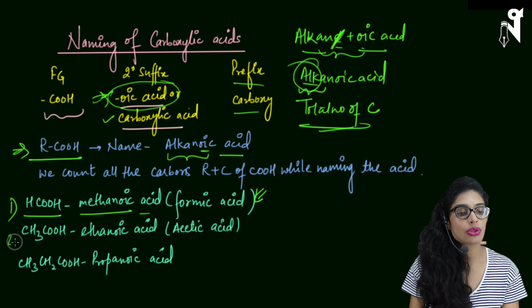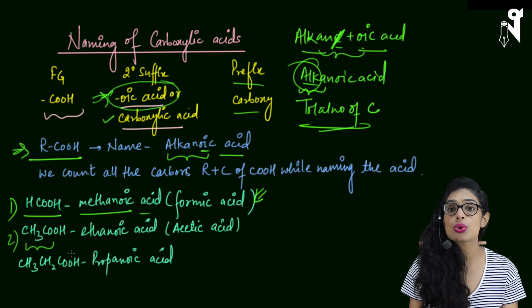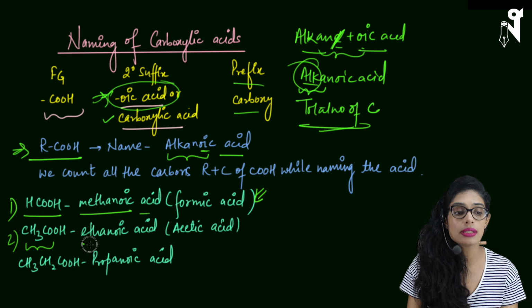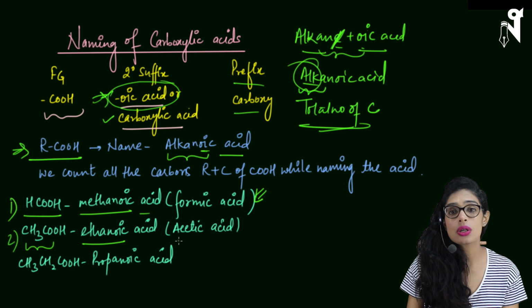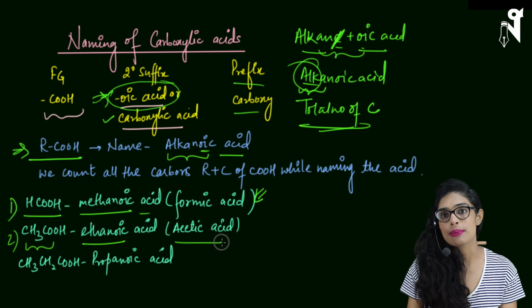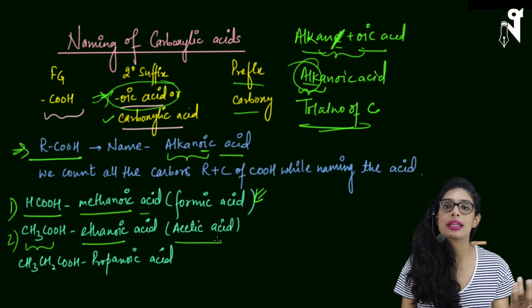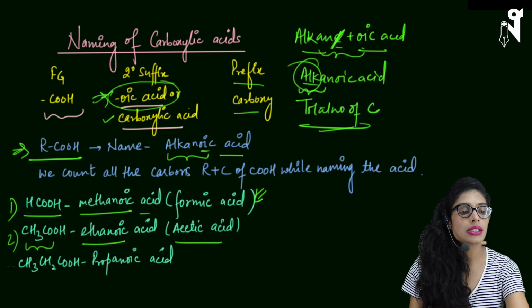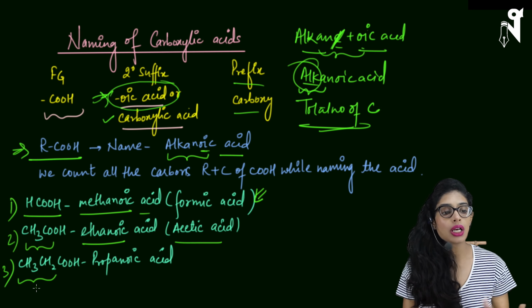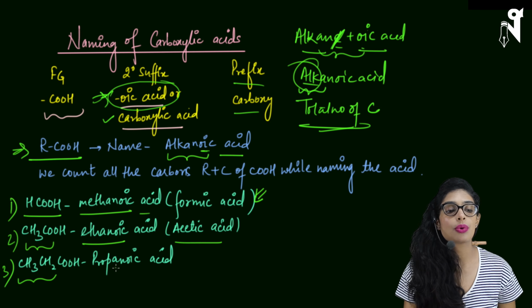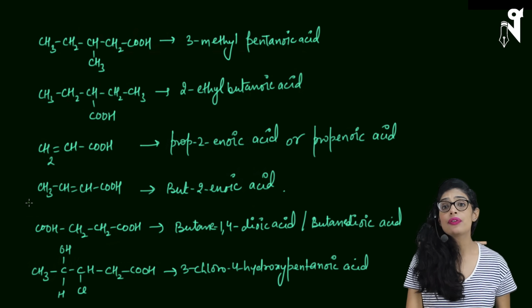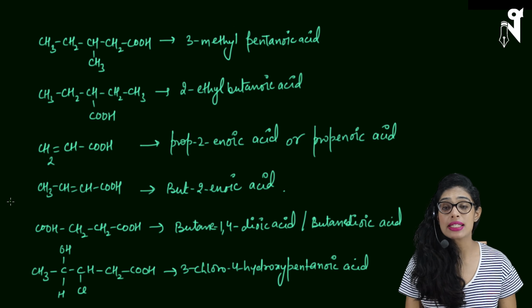Next is CH3COOH. It contains two carbons, so ethanoic acid. It is also called acetic acid in the common name. This also you must have heard. This is nothing else but vinegar. Next is CH3CH2COOH. The carbon chain is made up of three carbons, and hence the name is propanoic acid. So I have given you the names of three simple carboxylic acids till now.